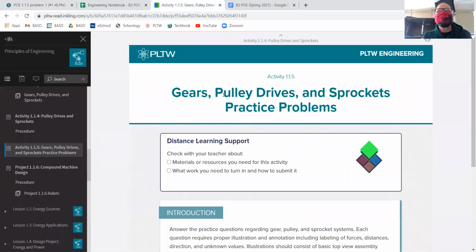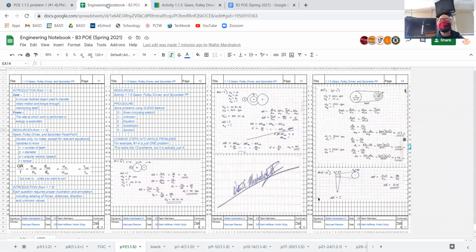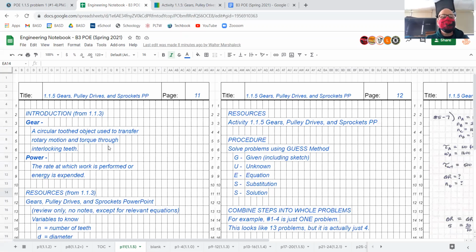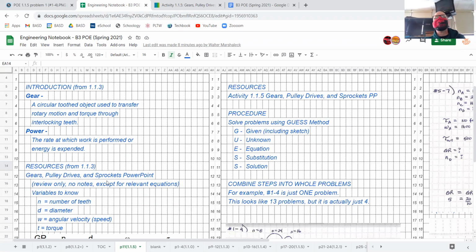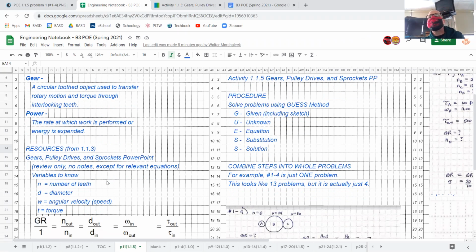But when we do this assignment, we're actually going to need notes from a previous assignment that we never did, which was 1.1.3. Let me show you what I'm talking about here. This is my engineering notebook, the simulation of my engineering notebook. If you zoom in a little bit closer and look at this very first page of my engineering notebook entry for 1.1.5 gears, pulley drives, and sprockets practice problems, what I want you to know, and I'm not going to go over this, you guys in front of me know exactly what I'm saying. I'm not going to go over this in detail, but I do want to remind anyone doing this assignment, you do need the introduction and the resources from 1.1.3 in order to do these problems.